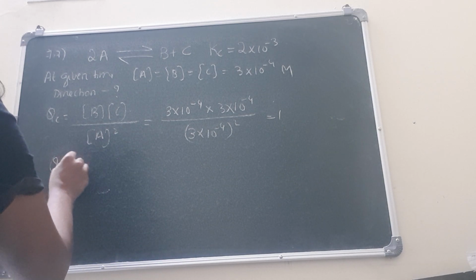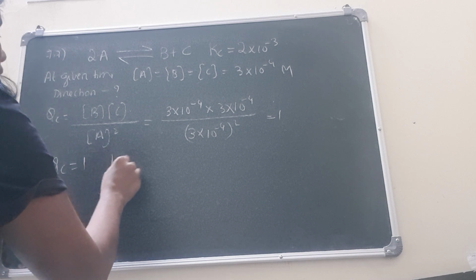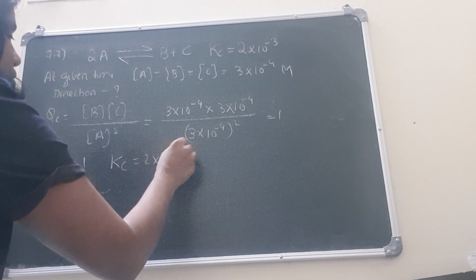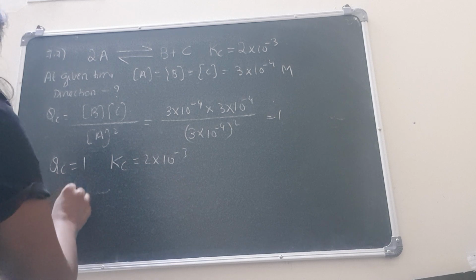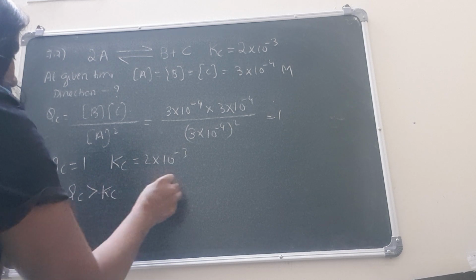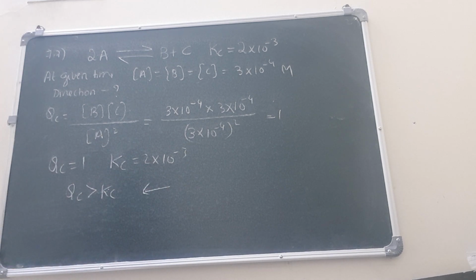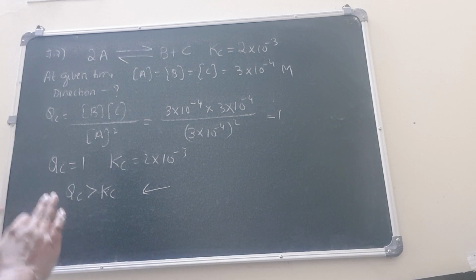Okay, so that means Qc is 1 here and Kc is equal to 2 into 10 power minus 3. It is a lesser value. Qc is greater than Kc. That means it's in the backward direction. Okay, I hope this is clear.